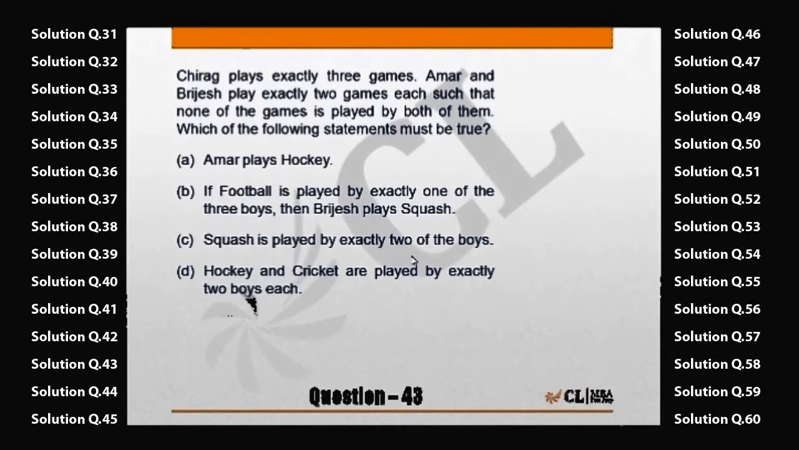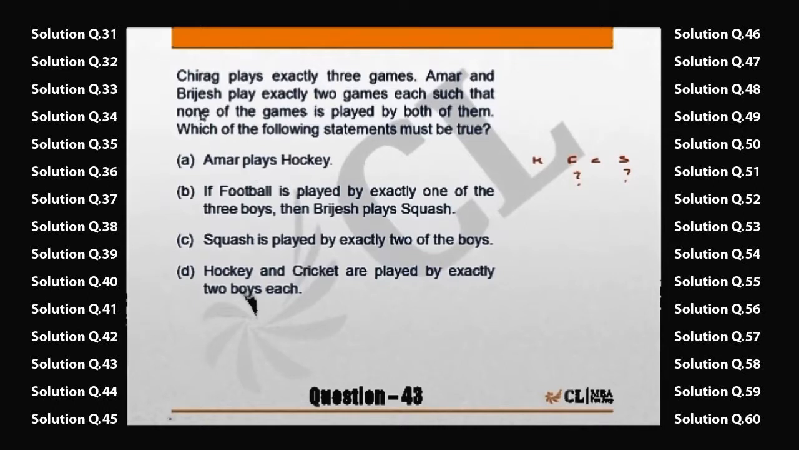Chirag plays exactly 3 games. Okay. So the 4 games are hockey, football, cricket and squash. And the person can either play football or play squash. He cannot play both. Okay. The question says Chirag plays exactly 3 games.